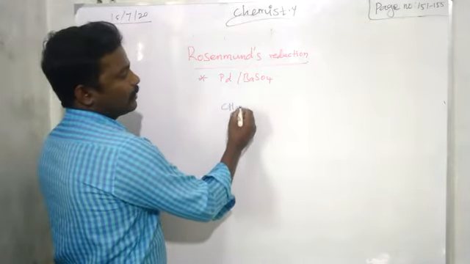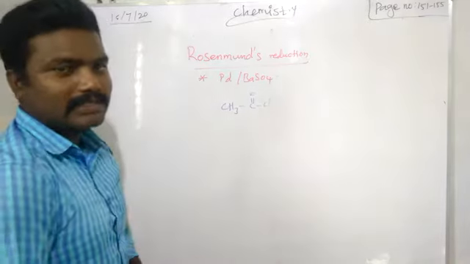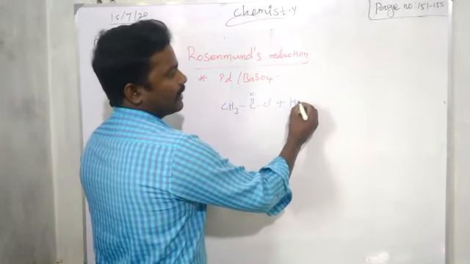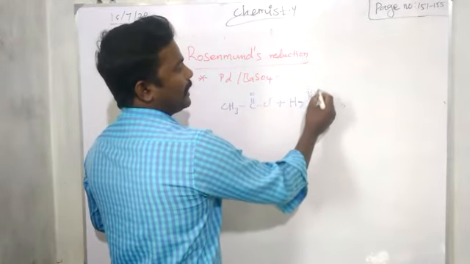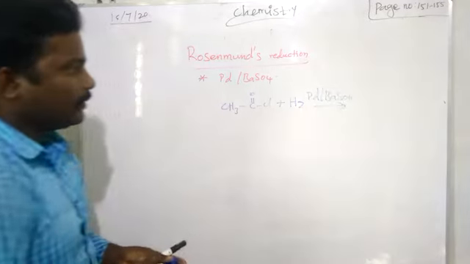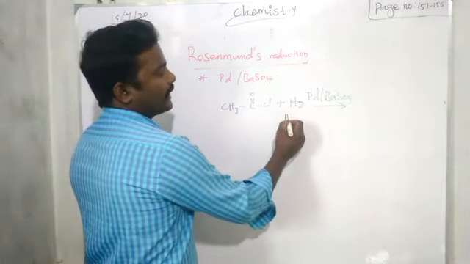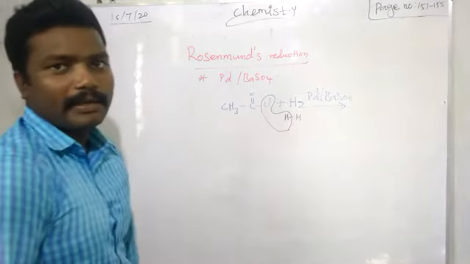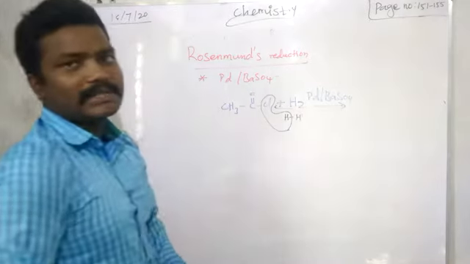CH3 C double bond O Cl. What's the name of this one? Acetyl chloride is treated with hydrogen, H2, in the presence of palladium barium sulfate. So what will happen? Of the two hydrogens, one hydrogen will combine with the chlorine and go out as hydrochloric acid. Then we can add this hydrogen at the place of Cl.